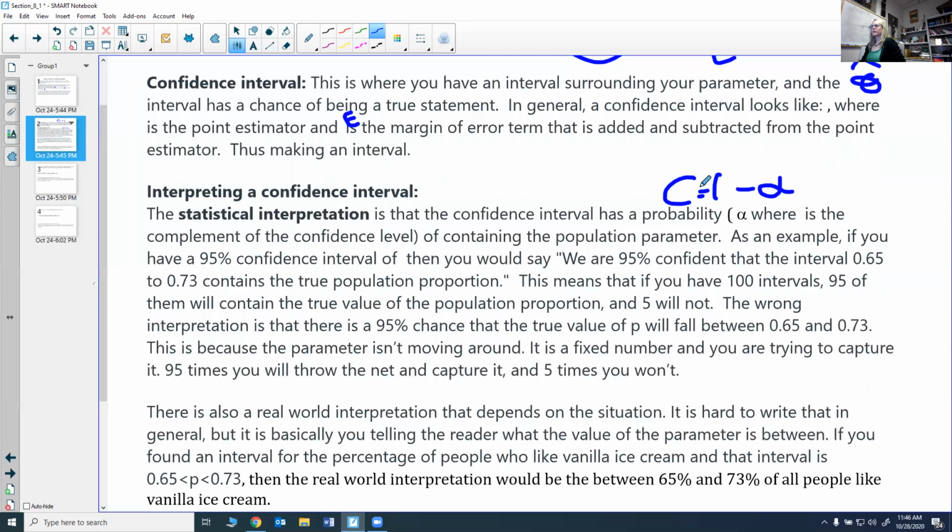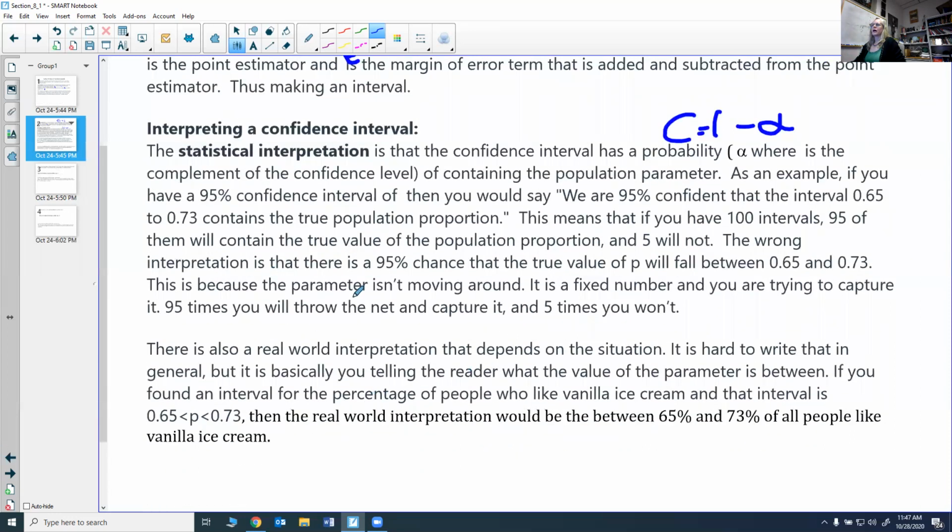The parameter isn't moving around. It's a fixed number somewhere out in space, and you're just trying to capture it. And 5 times you won't, and 95 times you will. So you're going to throw a net. 95% of the time you're going to capture it if you throw it 100 times, and 5% of the time you won't capture it. That's kind of what we're looking at.